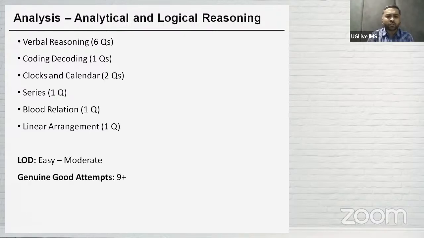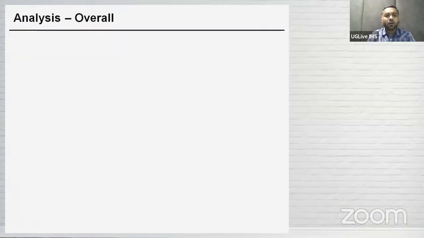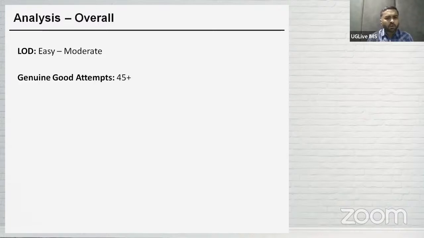So an easy to moderate section, 9 plus is a good attempt out of 12, and the ideal time could have been around 15 odd minutes in this particular section. Now, overall, it was easy to moderate. As I said in the beginning, 90 to 95% of the paper was more or less on similar lines. So it was easy to moderate. A good attempt would be anything 45 plus, and a good score would be 42 plus. That is what our expectation is.